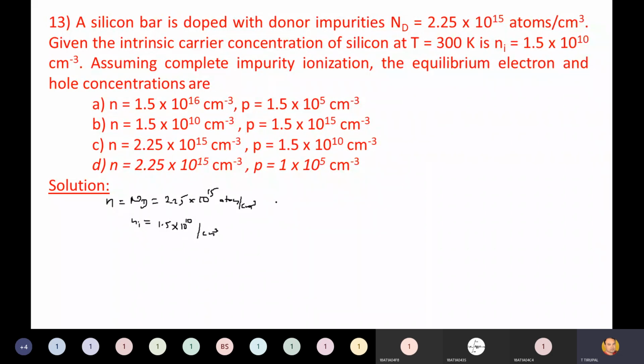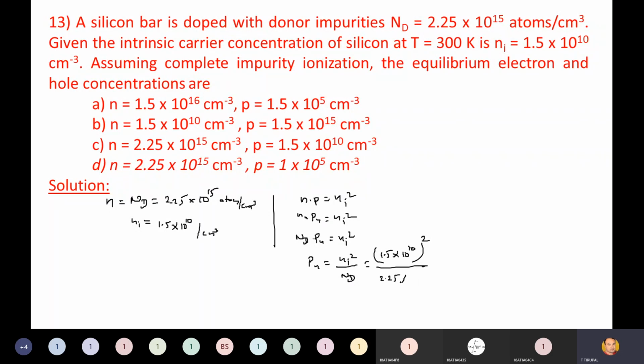By using the mass action law. What is the mass action law? N into P is equal to Ni square. So for an N type semiconductor first, Pn is equal to Ni square. Nn means Nd. Nd into Pn is equal to Ni square. You might have learned already in mass action law, Pn is equal to Ni square divided by Nd. So that is equal to Ni square, which is 1.5 into 10 power 10 whole square, divided by Nd. What is Nd? 2.25 into 10 power 15.